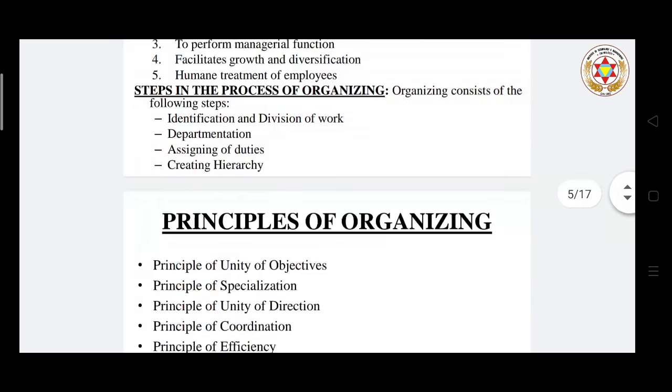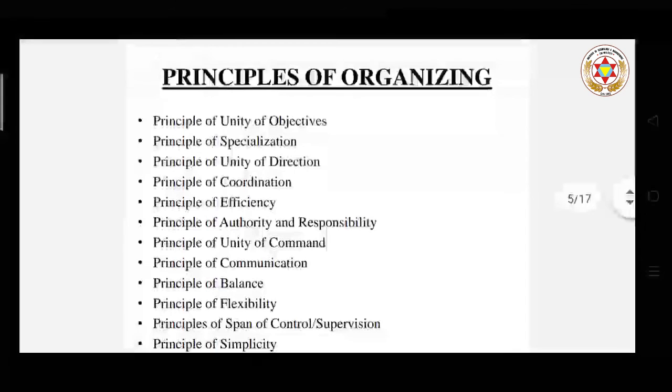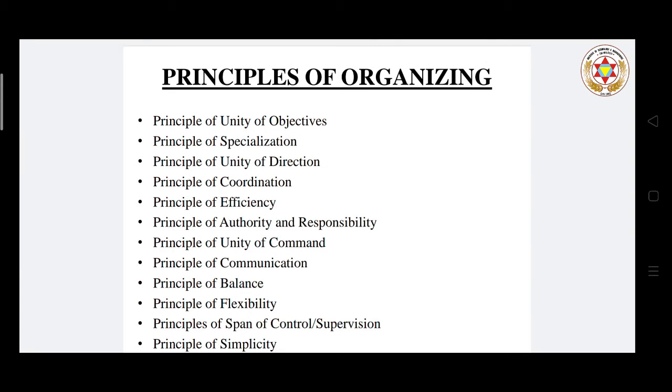So let us come to the principles of organization. The first is unity of objective, which means the objectives of the various levels, divisions, departments, and individuals must be clearly defined. There has to be specialization, which means employees with specialized knowledge and skills will lead to higher productivity. There has to be unity of direction, which means each group of activities with the same objective should have one boss and one plan. Coordination of the work of related activities will give you high efficiency.